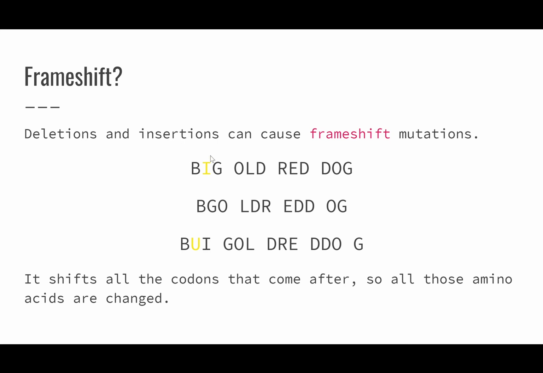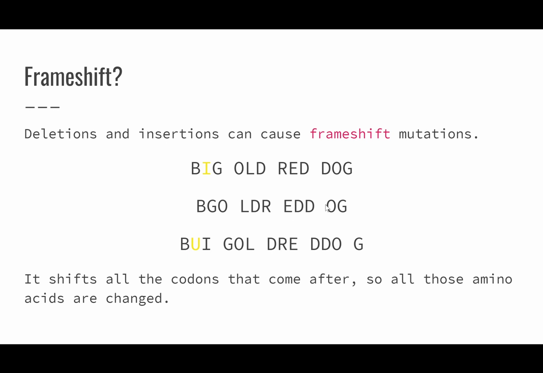But if we get rid of this I, so this would be a deletion, well, we still have to read these letters in sets of 3, right? That's the rule. And now, I'll challenge you to try to say this out loud. Instead of big old red dog, we've got Bago, Ladur, Ed, Og. Okay, so it doesn't mean the same thing anymore, and in this case it doesn't mean anything.